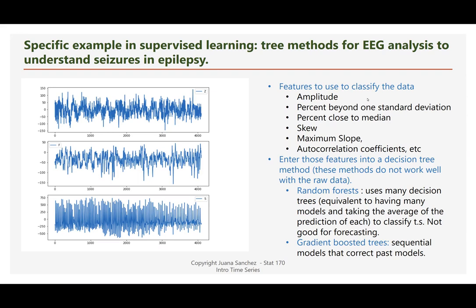What they do basically is convert the data to a data set that is not a time series data set. For each time series, they look, for example, at the amplitude: the percent of observations beyond one standard deviation, the percent close to the median, whether there is skewness, the maximum slope observed from lows to highs, autocorrelation coefficients up to a certain number of lags, partial autocorrelation coefficients, and so on. Then those features might be entered into a decision tree. Decision trees are very common in supervised machine learning these days, as are random forests, to determine the type of seizure that that person has.